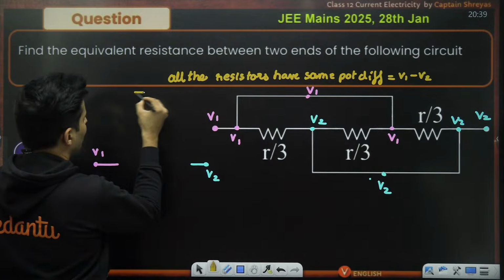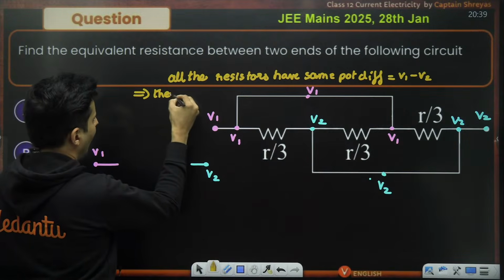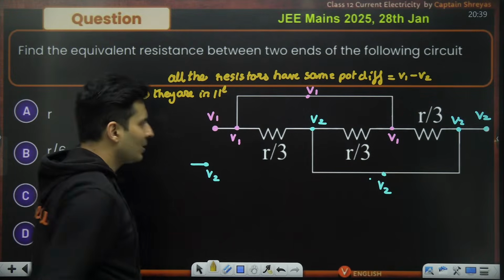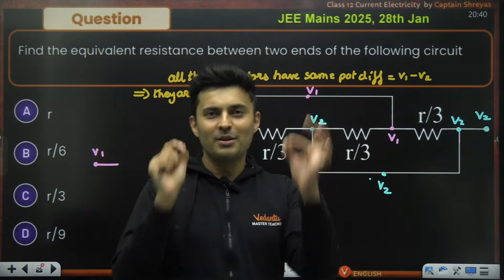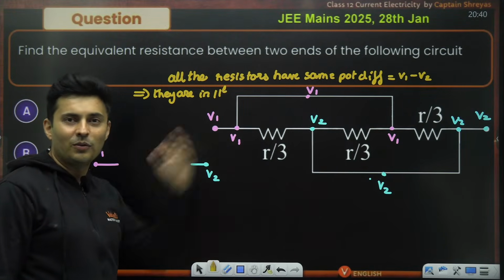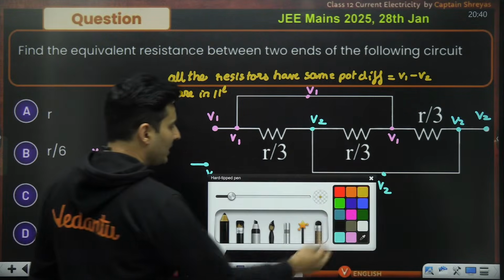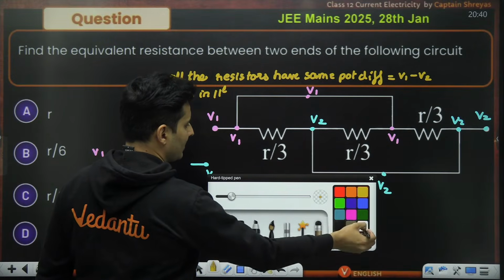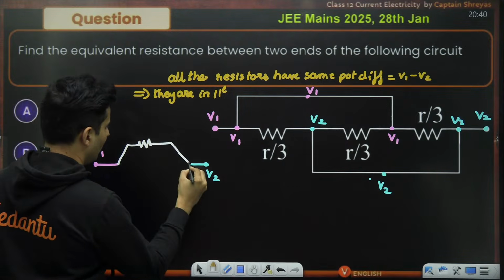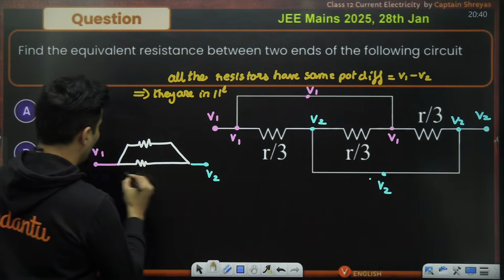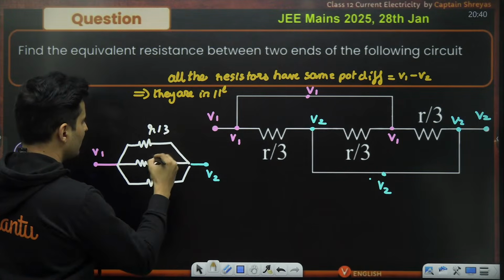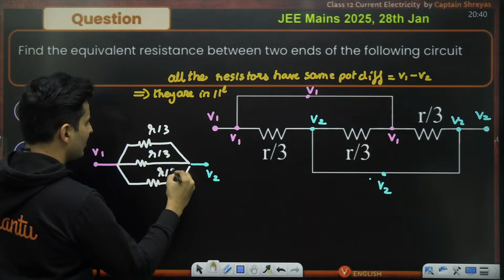What does this tell you? They are in what? Series or parallel? Obviously, they are in parallel, because only in parallel the voltage differences are the same. So actually, this is a disguised way of writing parallel. Actually speaking, they are like this. They are all in parallel like this. So this is R by 3, this is R by 3, this is also R by 3.